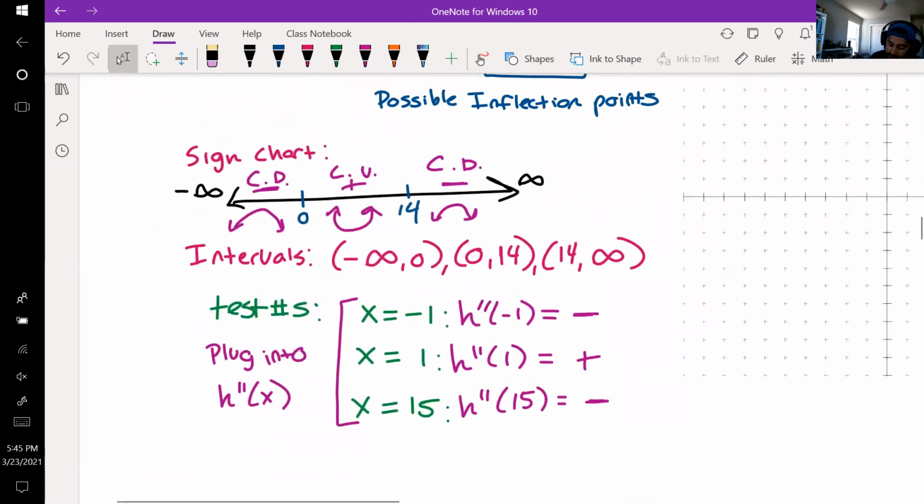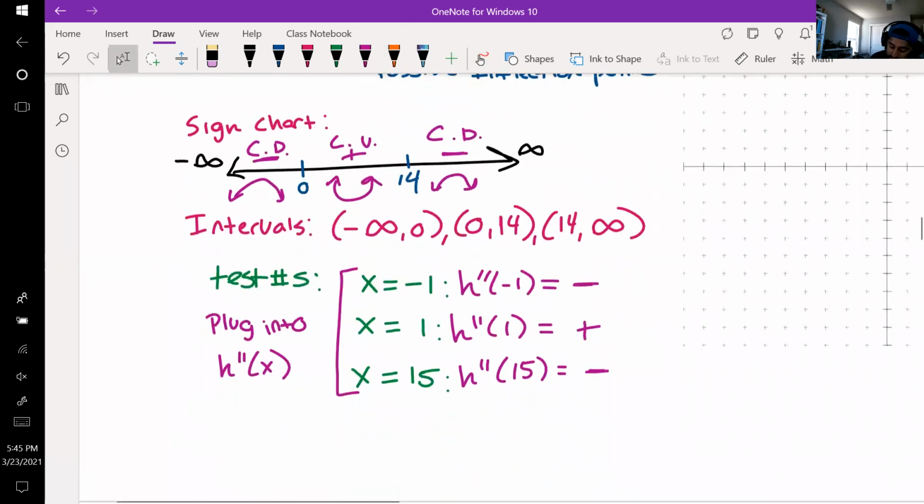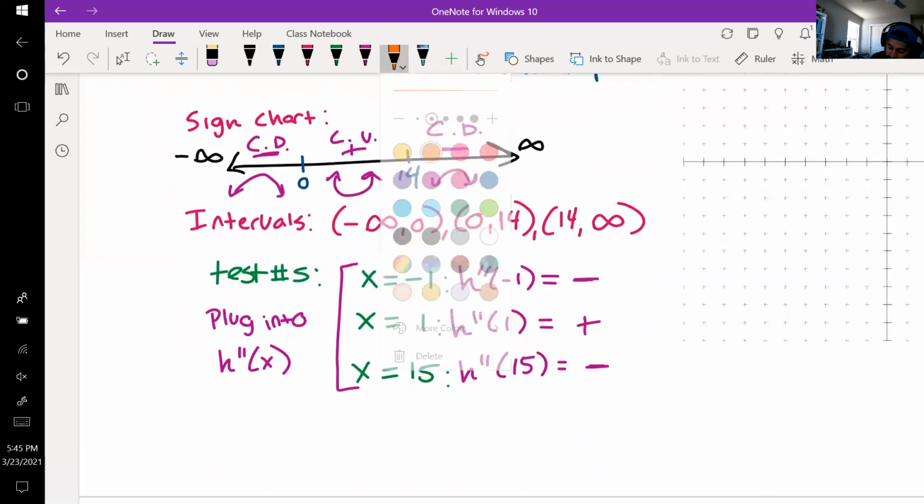I guess I can call this part C. Yeah, I can call this part C. Let me do that first. Okay.